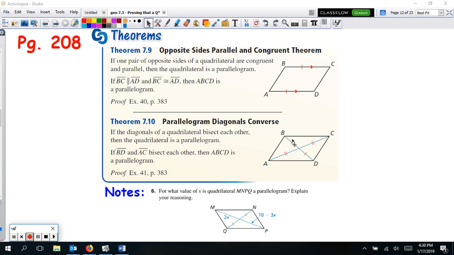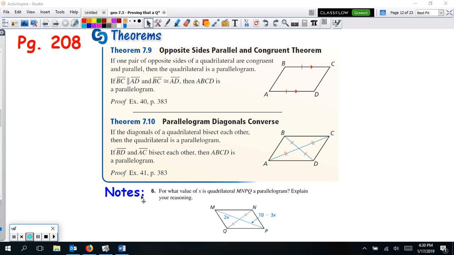And then the diagonal one is that if the diagonals of a quadrilateral bisect each other, then we can also say that it's a parallelogram. And that was the converse of the one that was in 7.2.